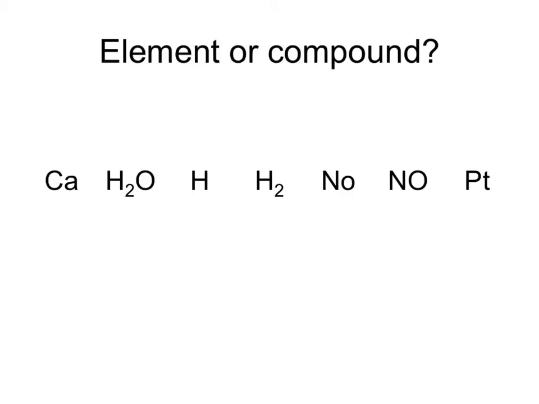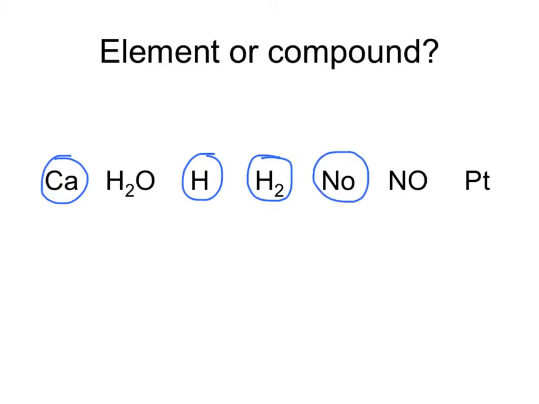So looking for the elements, calcium is an element, hydrogen is an element. Now here we have an element as well. Even though it's in the form of a molecule, the hydrogen has got two hydrogen atoms joined together, but it's still an element because it's only got the one element hydrogen there, only the one symbol.